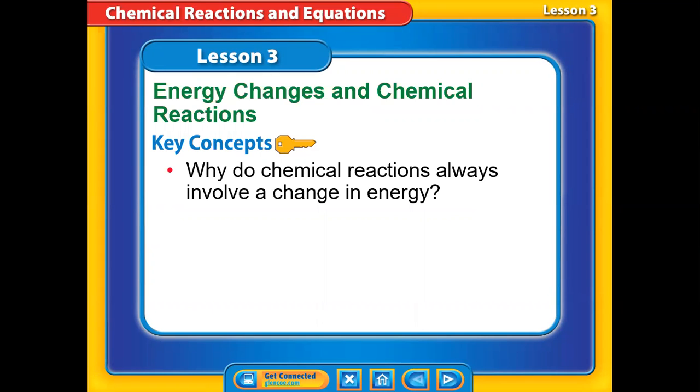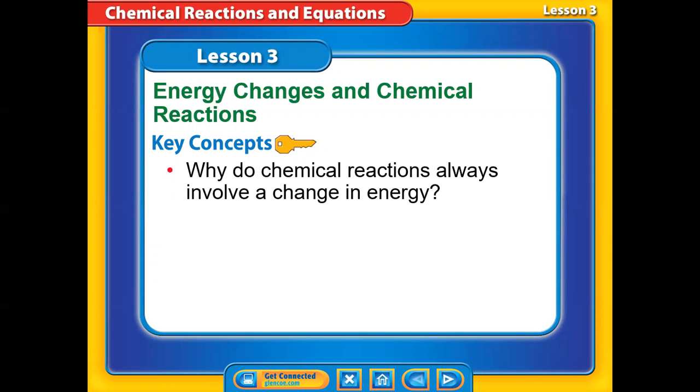Let's recall what we studied before. We know that any chemical reaction passes by three steps: breaking down of bonds in reactants, rearrangement of atoms, and formation of new bonds. These three steps involve a change of energy. That's why one of the signs of a chemical reaction is that there is a change of energy. We're going to talk about this in detail in this lesson.